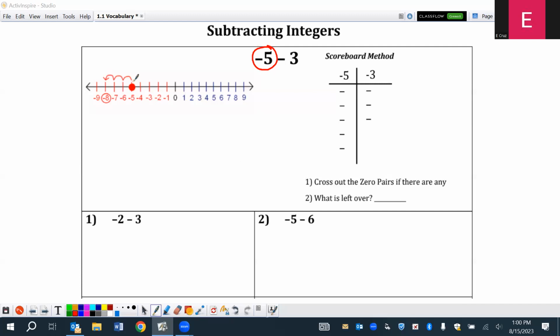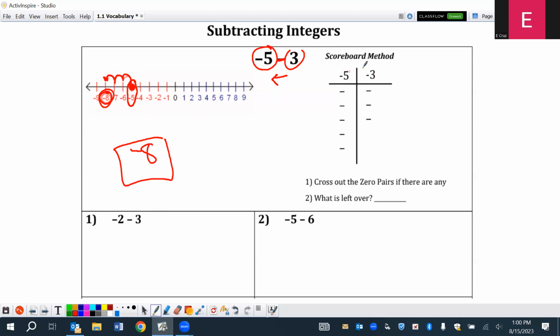Okay, so we start at -5. And because it's a negative, a minus, we're going to go back 3. So 1, 2, 3, I end up at -8. So my answer is -8.